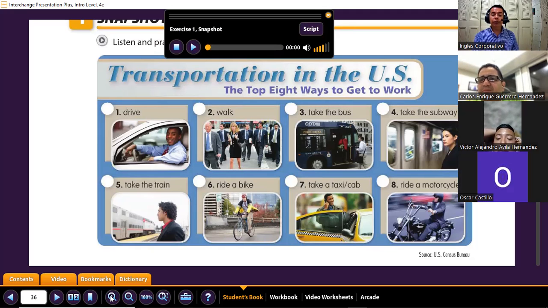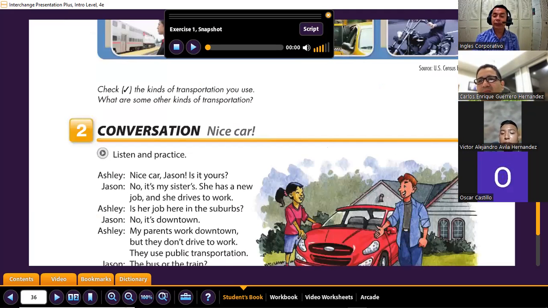Okay, these are the forms of transportation in the United States, similar to El Salvador, right? Except for the train and the subway. We don't have a subway, only restaurants, right? But in the United States, the subway is very common. In most cities in the United States, they have a subway, right? And the train, in El Salvador, it's only a museum. I remember my last trip on a train, it was to Apopa, San Salvador. Okay, very good. Now we have this conversation, class.